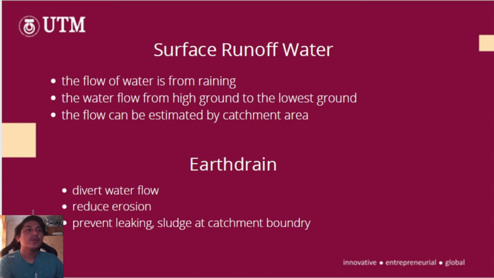So we move to our first theory, surface runoff water. Surface runoff water is the flow of water produced by rain and flowing from higher ground to lower ground. By theory, the flow can be estimated from the catchment area. Next is the earth drain. The function of the earth drain is to divert the water flow to reduce erosion and prevent leaking slash at the catchment boundary.